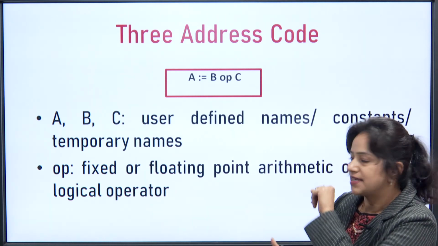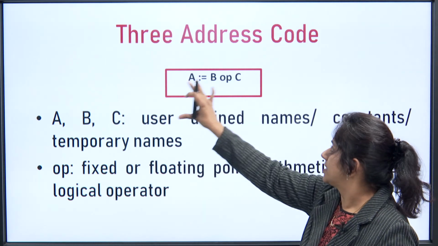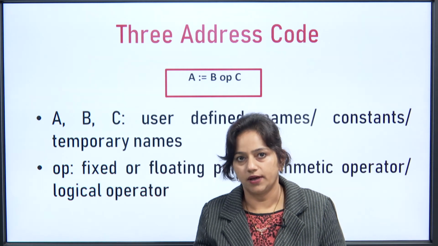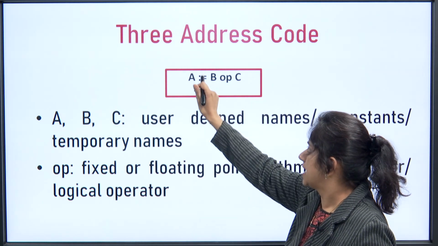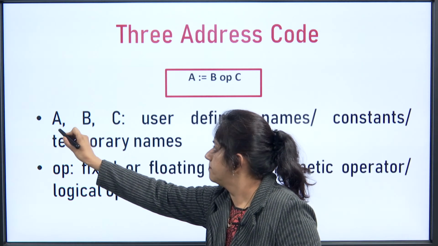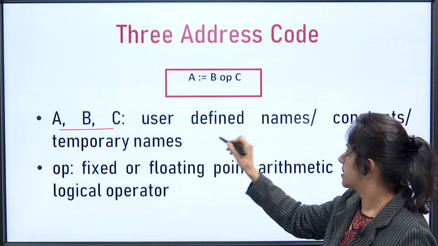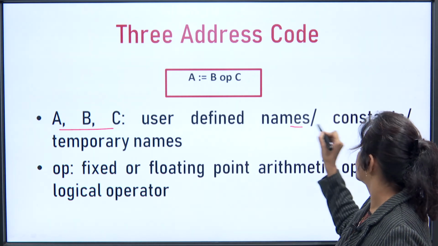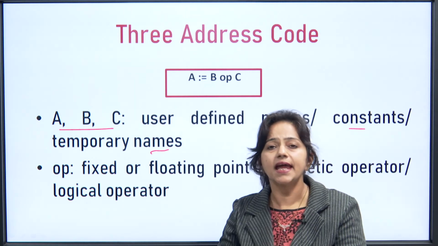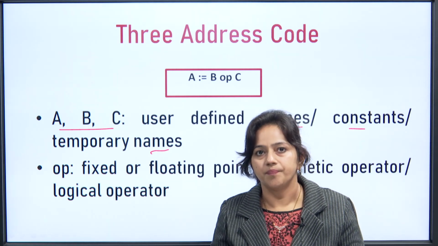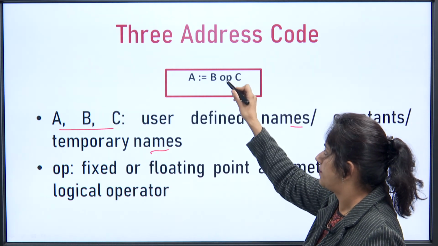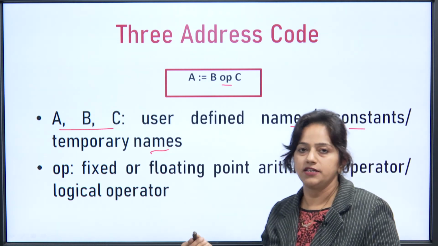Now, we will take one example. Suppose we have this intermediate code written in 3 address code notation. Suppose A equal to B operator C. Here A, B, C are user defined or programmer defined names or constants, or they can be temporary names generated by the compiler. A, B and C are the operands, and here we have the operator.